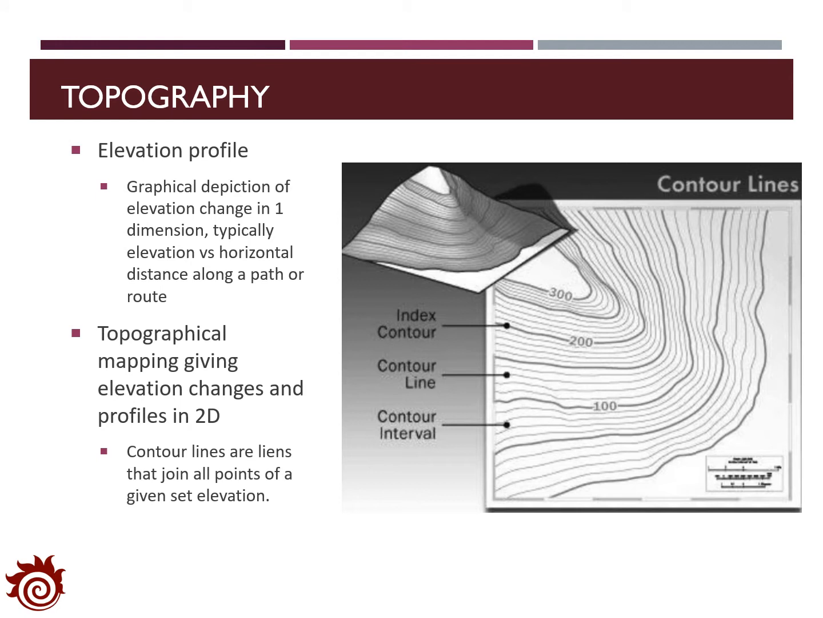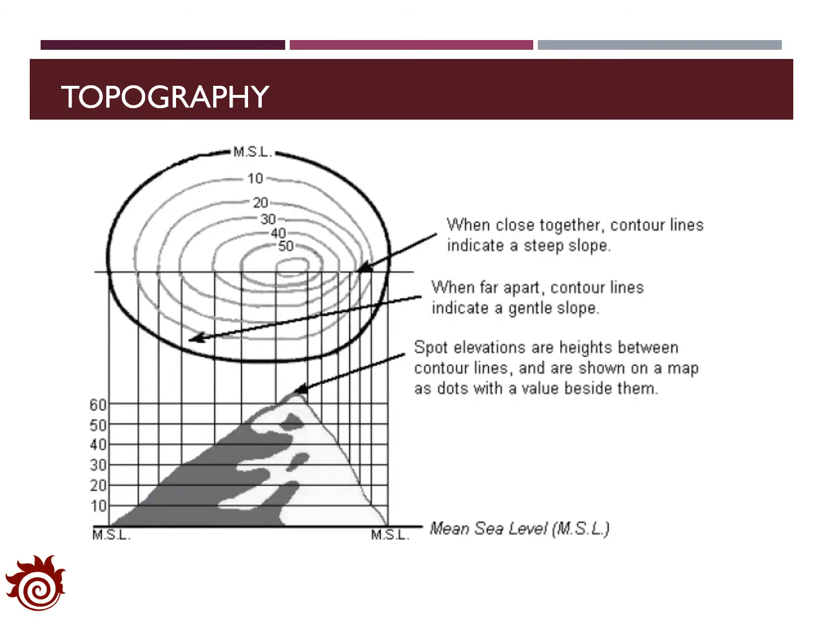Usually, the topographical mapping gives the elevation changes and profiles in two dimensions. The figure on the right shows the contour lines for the topographical map. In this map, each contour line represents the locations with the same elevation in the area. This figure shows one example of the topographic map.